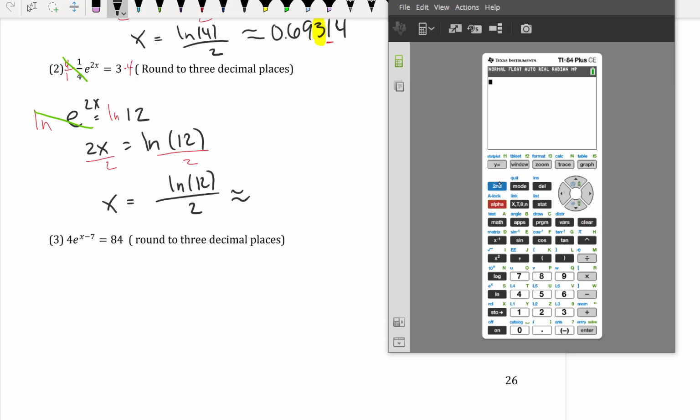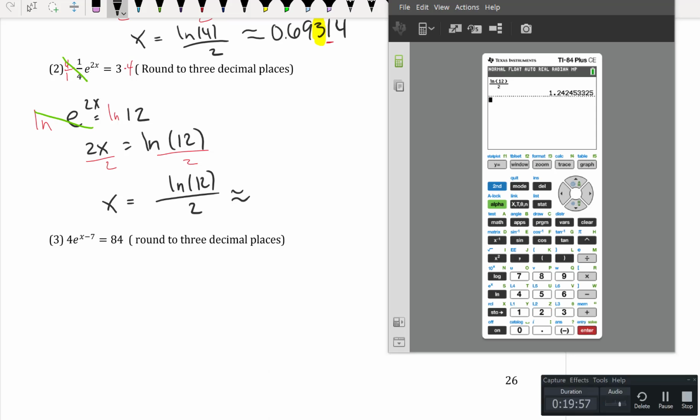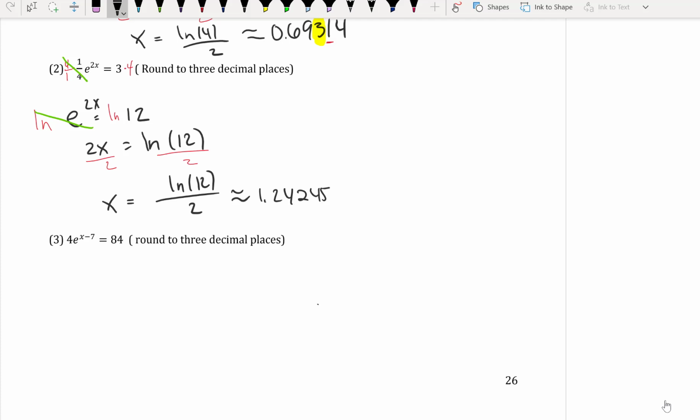So I have my fraction of a ln of 12 being divided by 2. And I'm going to go ahead and copy that down. So I copied it down, and I'm rounding to 3 decimal places. So that 4 tells us to leave that 2 alone, so that x is equal to 1.242 as your final answer.